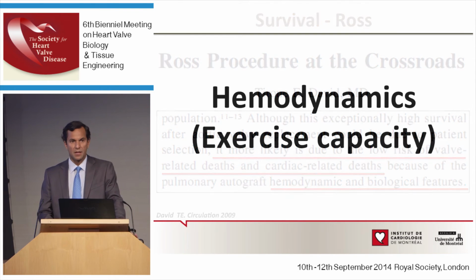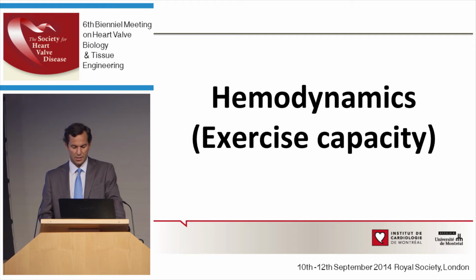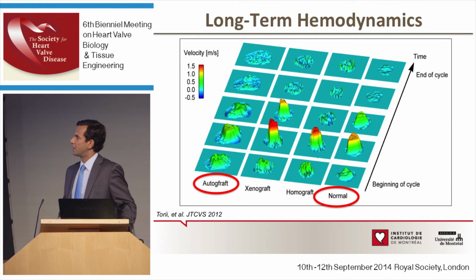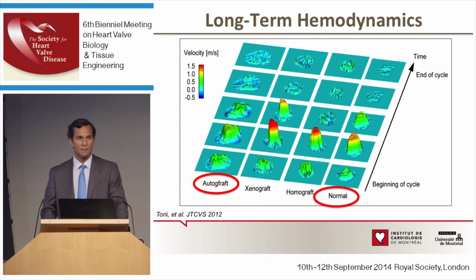So these are some of the data on survival following the Ross procedure. What other potential benefits are there to this operation? One of them may be hemodynamics, which really is an important element in patient exercise capacity and functional capacity in the long term.